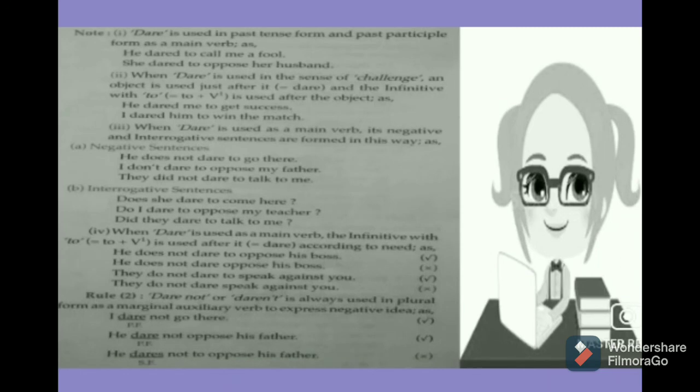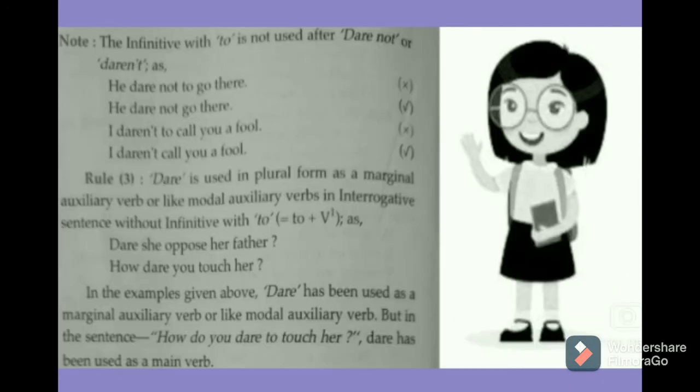Let's see rule number 2. Dare not or daren't is always used in singular form as a marginal auxiliary verb to express a negative idea. As, I dare not go there. He dare not oppose his father. He dares not to oppose his father. The third sentence is wrong. So children, we have seen up to here.